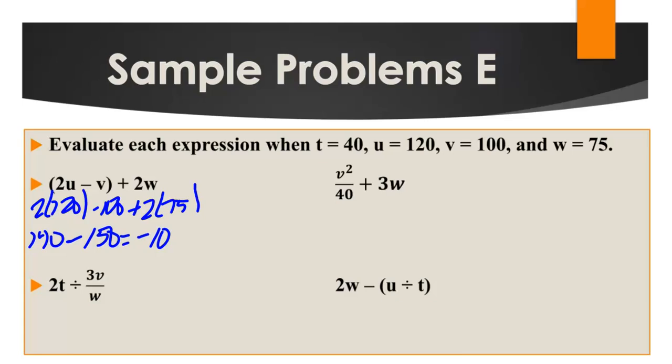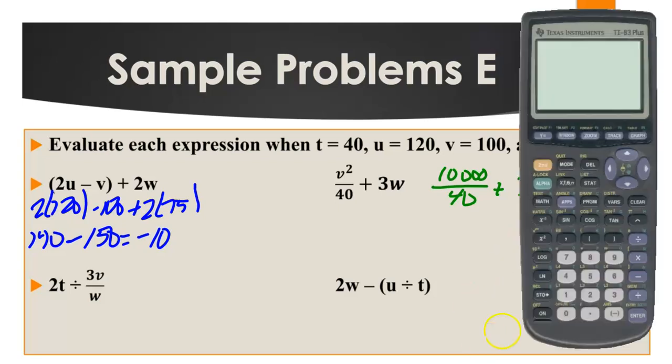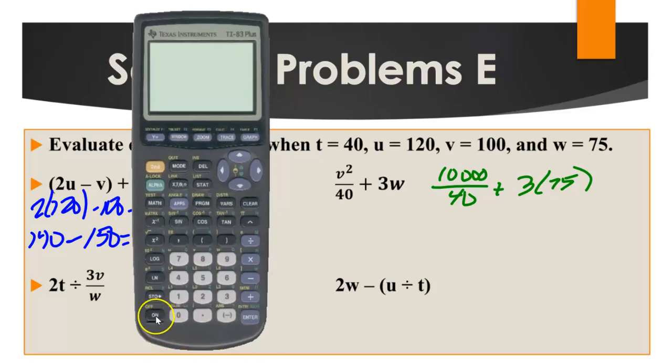Next, v squared. So if I square the v, that's 100. 100 squared is 10,000. And I'm going to divide that by 40. And then I have 3 plus w, 3 times 75. So let's put this on our calculator very quickly. So we have 10,000. We're going to divide that by 40. That gives us 250.